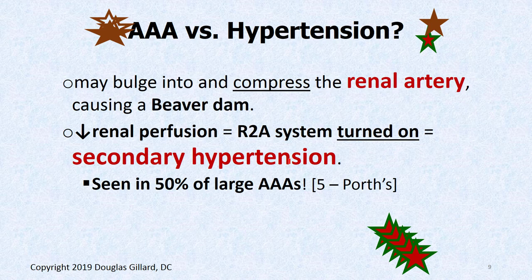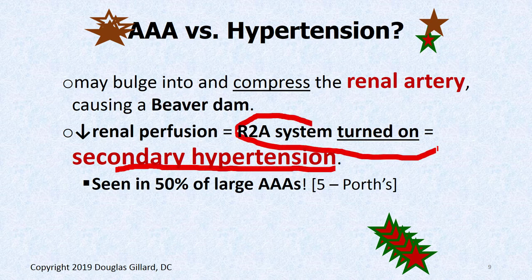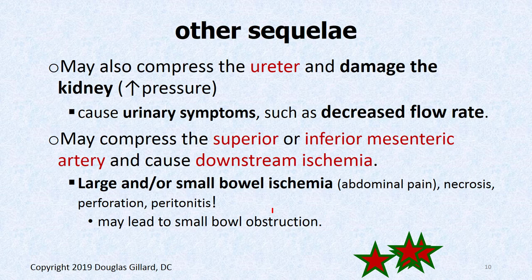What about hypertension? The bulging, especially when some of them get really big, might compress the renal artery and cause a beaver dam in it. And what will that do? If you compress the renal artery, you're going to get secondary hypertension. How come? Because the RAAS is going to get turned on, right? Macula densa cells are going to sense that, and they're not going to be happy, and they're going to release renin, and you know the rest of the story. Seen in about 50% of large abdominal aortic aneurysms. This RAAS-induced hypertension is actually very common. Maybe that's one of the first signs they present with.